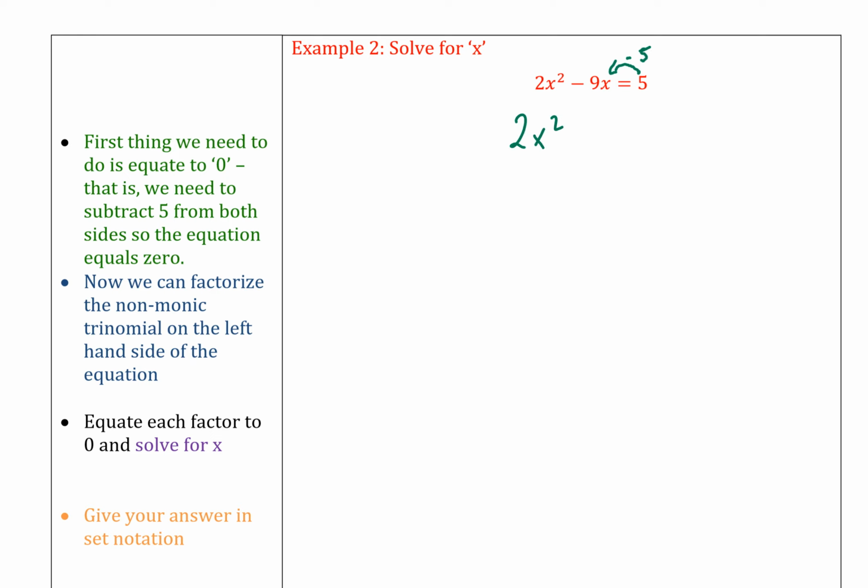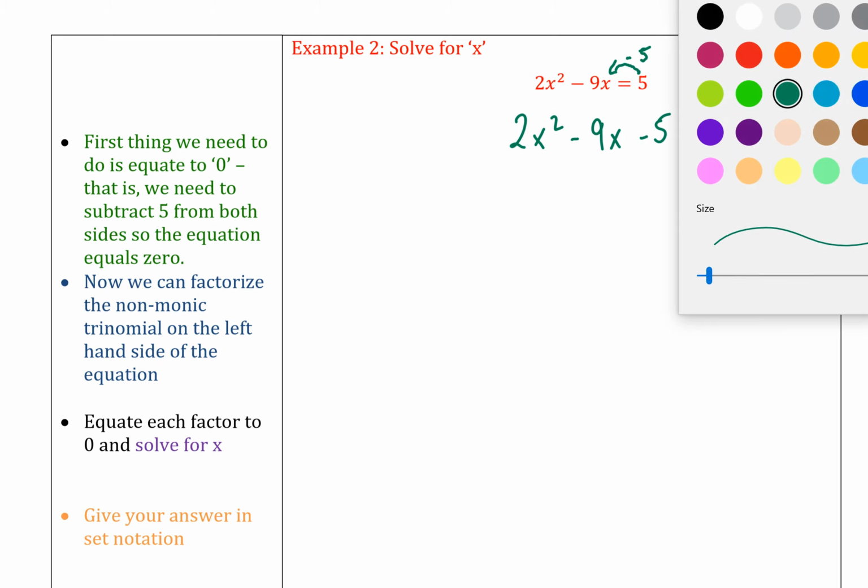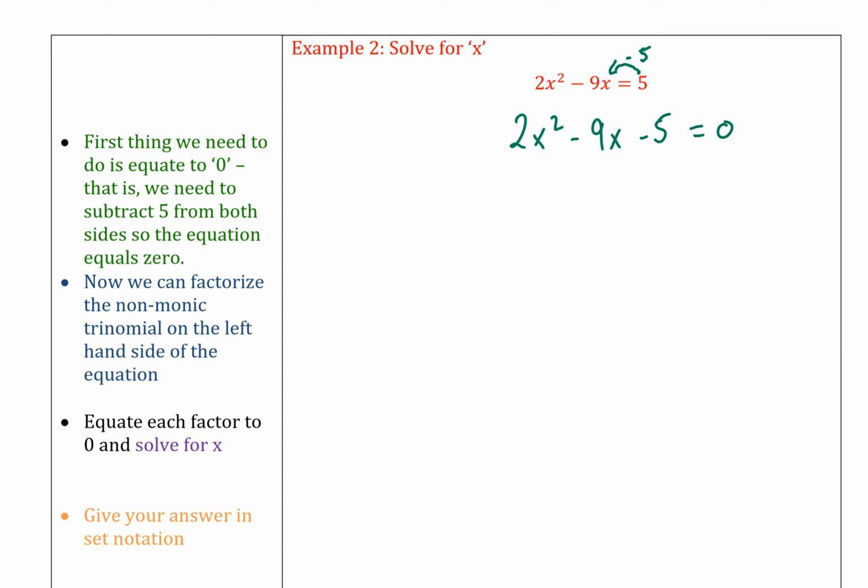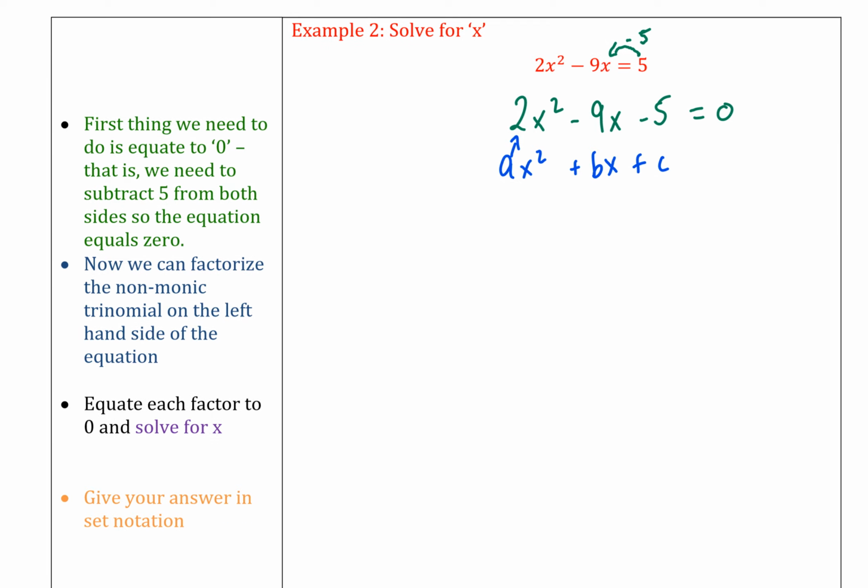So 2x squared minus 9x minus 5 is equal to 0. Now that I'm looking to factorise this expression, if I recognise the fact that this is standard form, I'll see that it is non-monic. That is, the leading coefficient is not 1, it's a 2. So rather than just looking at the factors of c, I'll now be thinking, what are the factors of ac? A times c, in this case, is negative 10.